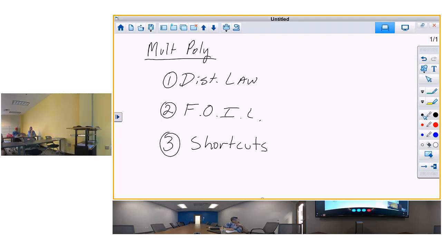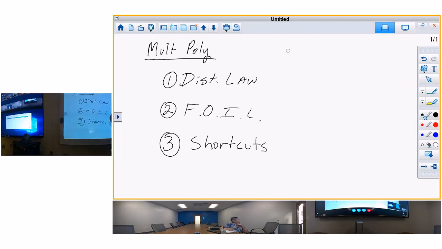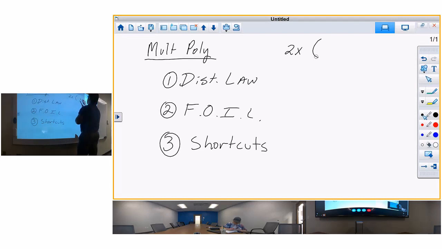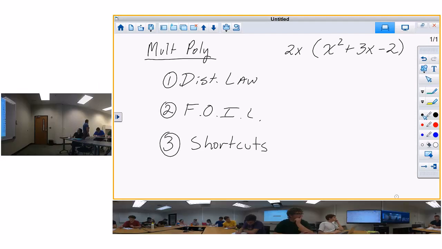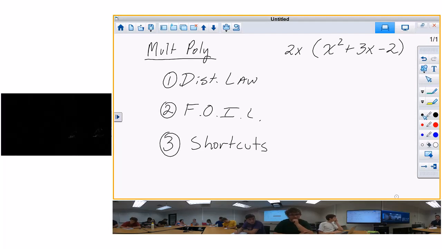So distributive law, 2x multiplied by x squared plus 3x minus 2. All right, do that right quick. What do you need to remember? You need to remember your exponential laws. What do you do to exponents when you're multiplying? You add them.